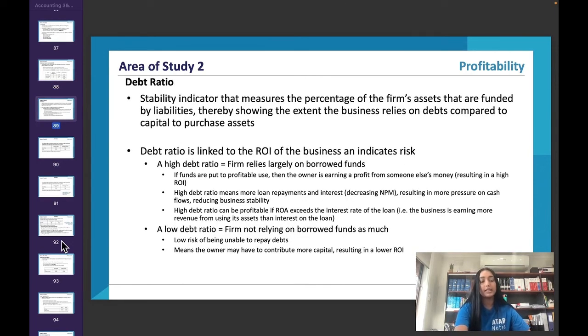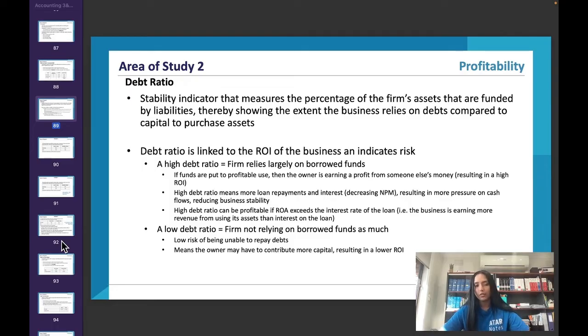Debt ratio is a stability indicator that measures the percentage of the firm's assets that are funded by liabilities, showing the extent that the business relies on debts compared to capital. It's directly linked to the return on asset. If there's a high debt ratio, then it means that the firm relies a lot on borrowed funds, which results in a high return on investment.